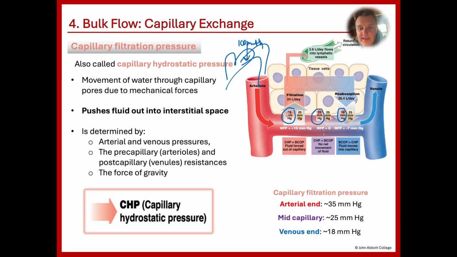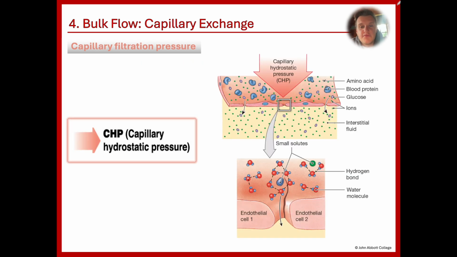Here, at this part of the capillary, it's 35 millimeters mercury at the arterial end of the capillary. Mid-capillary, it's about 25 millimeters mercury. And at the venous end over here, it's 18. So I want you to know that it goes down as you go through the capillaries. And then even in the venule, it'll be even lower. And then in the vein, it'll be even lower. It'll get to 2 almost. And I'll tell you why this is important soon.